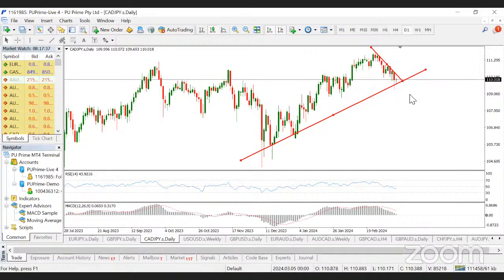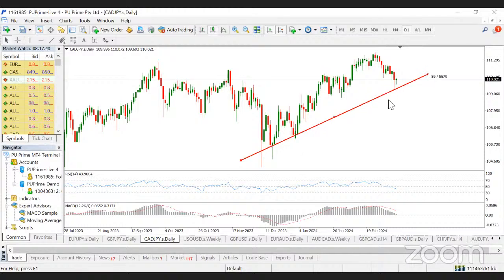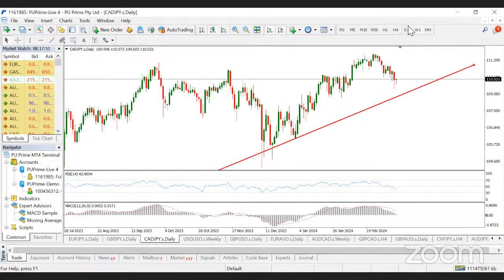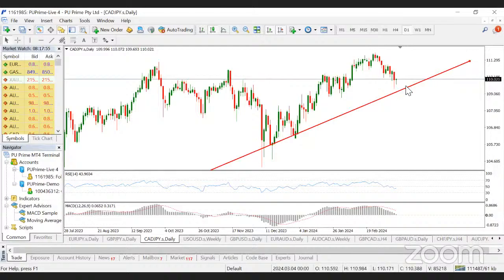Okay. You can see here we have an uptrend. This price is trending up. If you go to the weekly, it's still the same. In fact, I think it's projecting. It's still a valid uptrend even on the weekly time frame. Okay, that one distorted it a little.